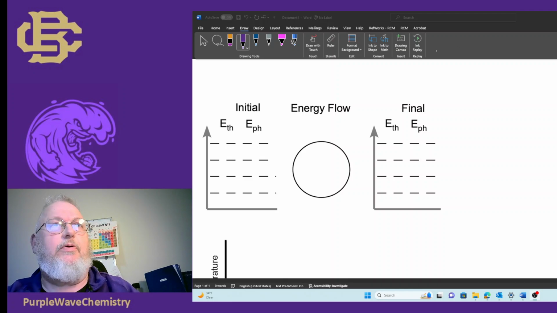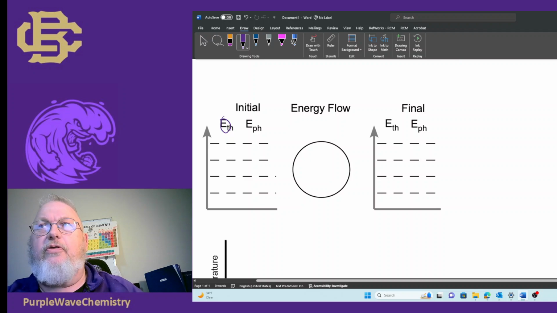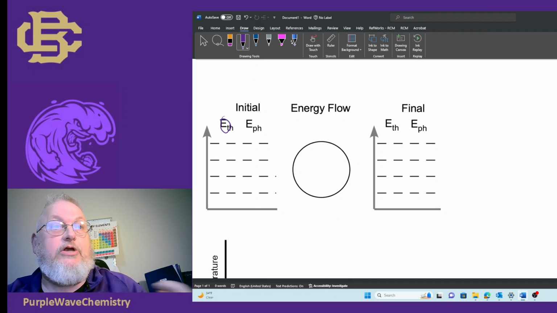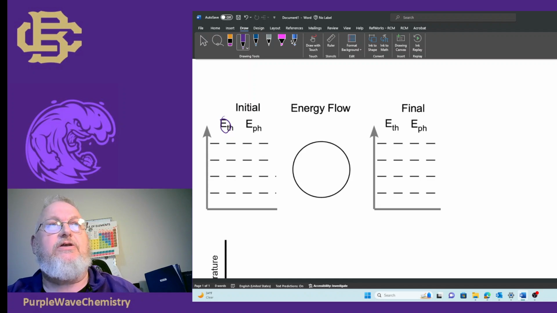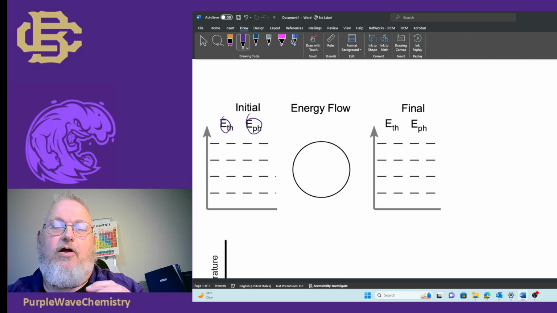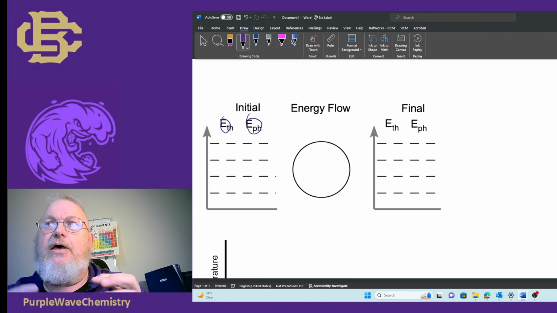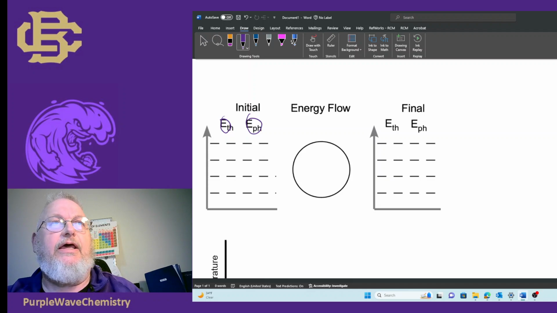And again, let's see what we got here. We've got E_TH, that's thermal energy. That is energy that's causing a temperature change. You're either increasing the velocity of the particles, the atoms, molecules, or what have you, or you're decreasing it, and that's going to lower the temperature. Phase energy, E_PH, has to do with the attractions, or the breaking of the attractions, between molecules in a system.